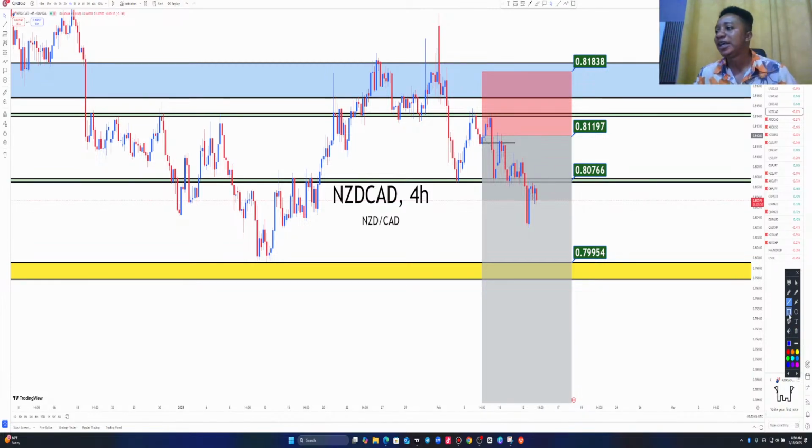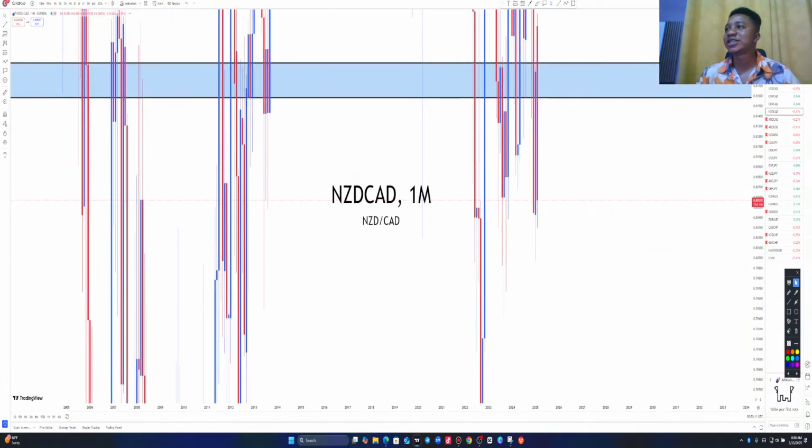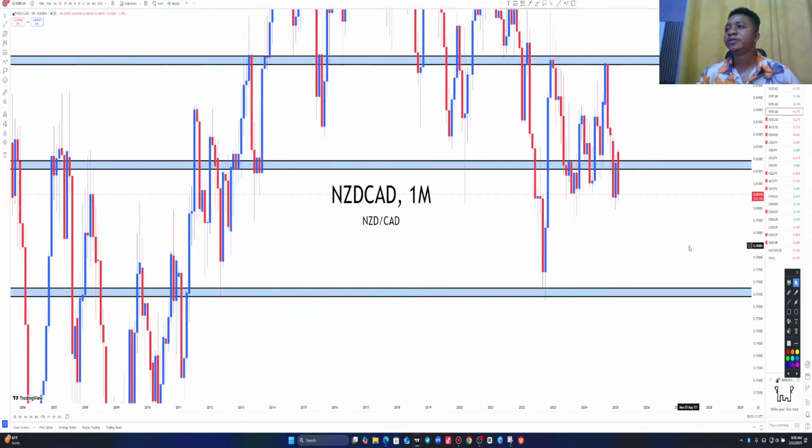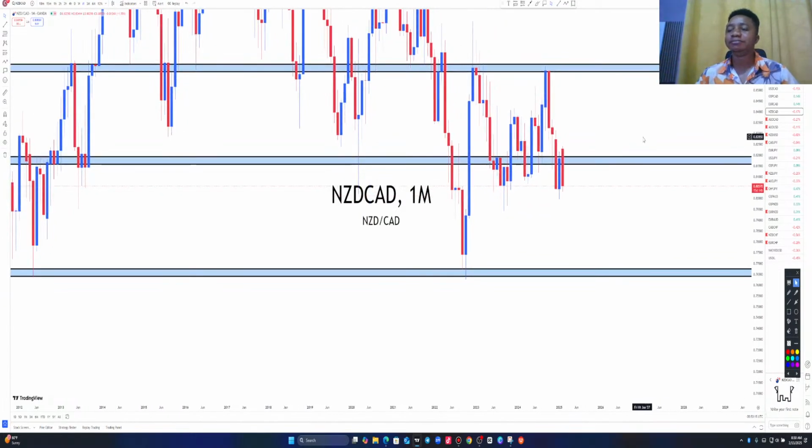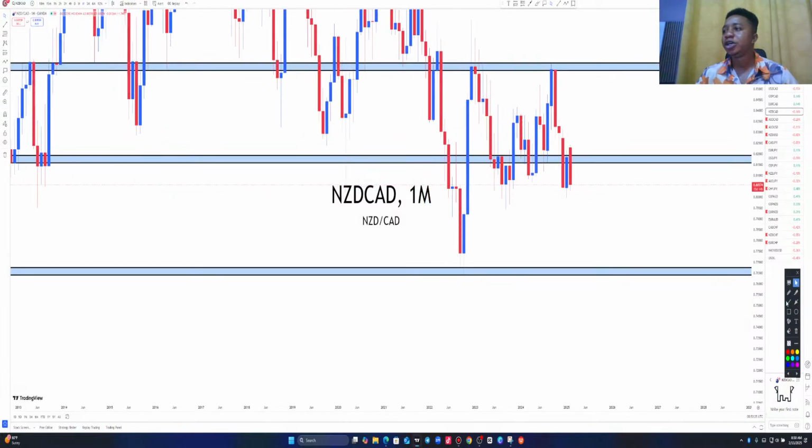All right, so NZD CAD, let's take it all the way to the monthly time frame and then begin with the analysis as well. So this is NZD CAD on the monthly time frame. On the monthly time frame of this pair, we have the monthly upper zone, the mid-range zone, and then the lower zone as well. If you look at the monthly very clearly, you're going to see that price has been able to break below the monthly middle zone all the way to the downside.